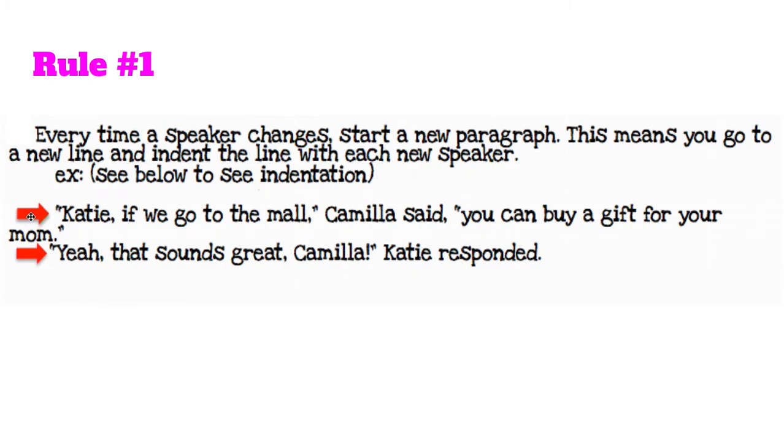If you're going to notice, these red arrows are showing you what the rule is talking about. So in this example, there's 2 characters speaking. We have Camilla speaking, and then we also have Katie speaking. And I see that because of the dialogue tags. Notice the dialogue tag in this example is in the middle of the sentence, right? And then at the next part, the dialogue tag is at the end of the sentence. So because we have 2 characters speaking, after Camilla speaks and Katie responds to her, we started a new paragraph. So that's rule number 1.